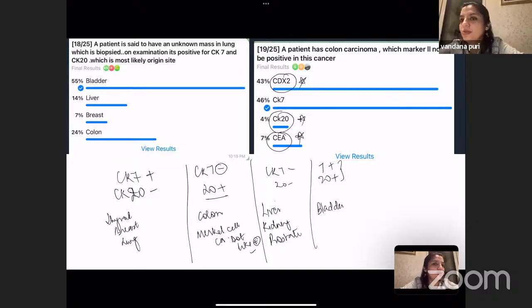Now all of you should remember CK7 is a marker which is not positive in colon cancer. Remember this category always. So it's CK7 negative. So that was the answer. And surprisingly, only 46% of the people did this correct. So that is why this is an important question to discuss.